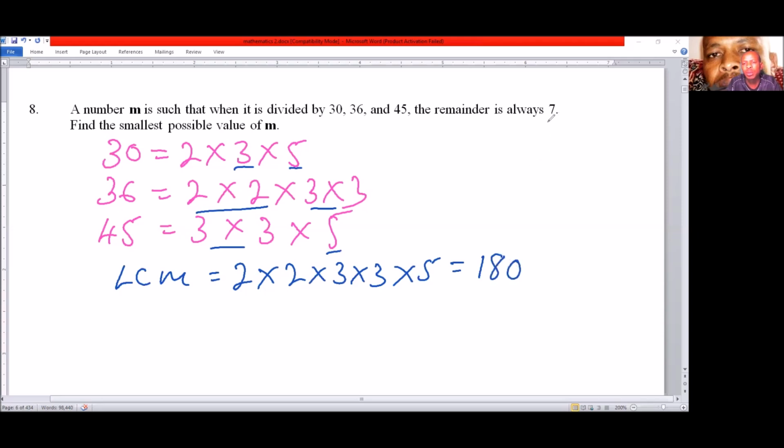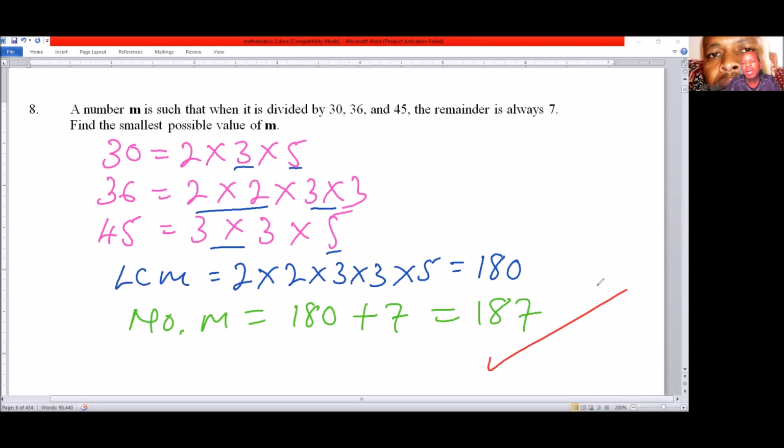And because we are told when the number is divided by 30, 36, and 45, there is always a remainder of 7, then it means our number m is equal to 180 plus 7, and that should give you 187. So that is how you work out that question, and you get a full mark.